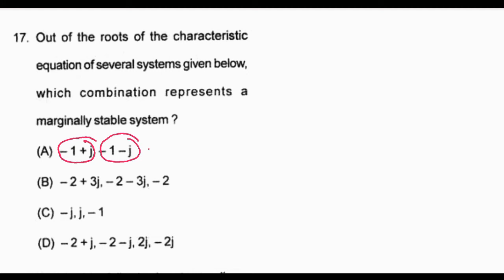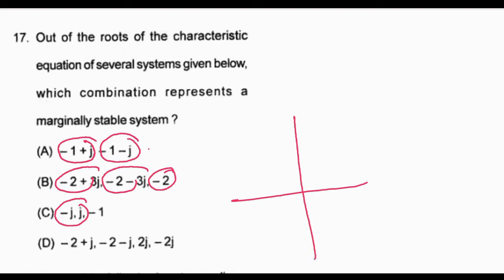Next, minus 2 plus j3, minus 2 minus j3 and minus 2: these all three roots are on the left side. So this is also not the marginally stable condition. Here minus j, plus j and minus 1: plus j and minus j are on the j omega axis. So option C represents marginally stable.